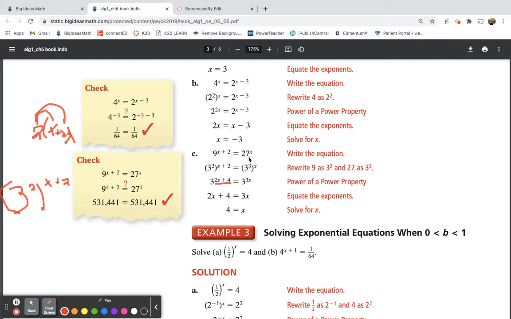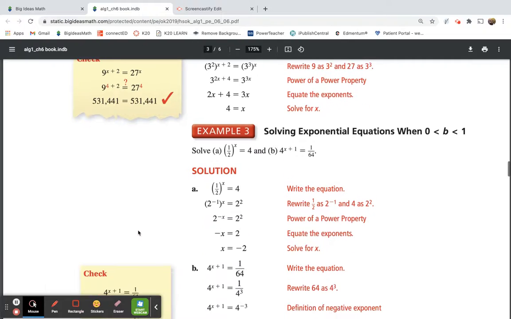Then 27 is 3 to the third power, and then we still have to the x power, so 3 times x becomes 3x. We finally have them both to a base of 3. So we said the exponents equal 2x plus 4 equals 3x. So we have to get our x's together. You would subtract this 2x to the other side. 3x minus 2x is just 1x, and you're left with 4. So x would equal 4.